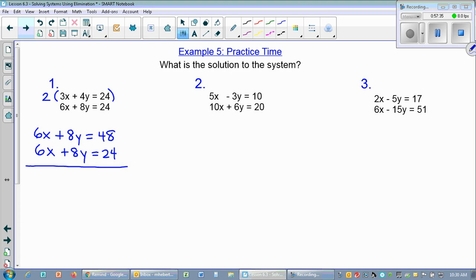I notice here that 6x plus 8y is the same as 6x plus 8y. That means they're completely the same number with the same sign, so I'm subtracting. Which means 6 minus 6 is 0, and 8 minus 8 is 0, leaving 0 variables left over. And 48 minus 24 is 24. And I know that 0 will never equal 24, so this is no solution.